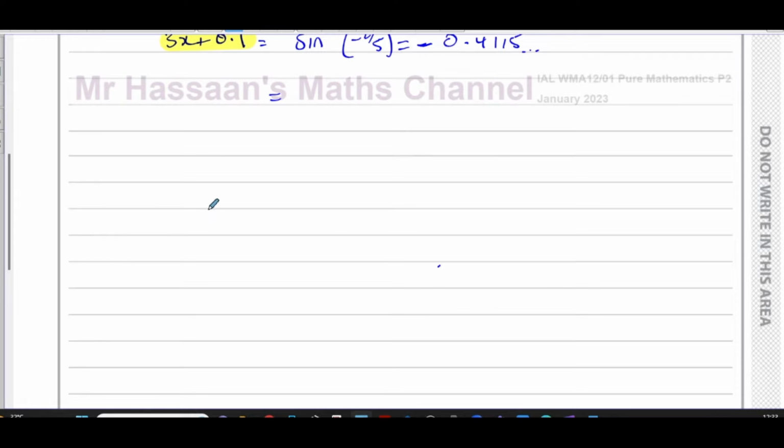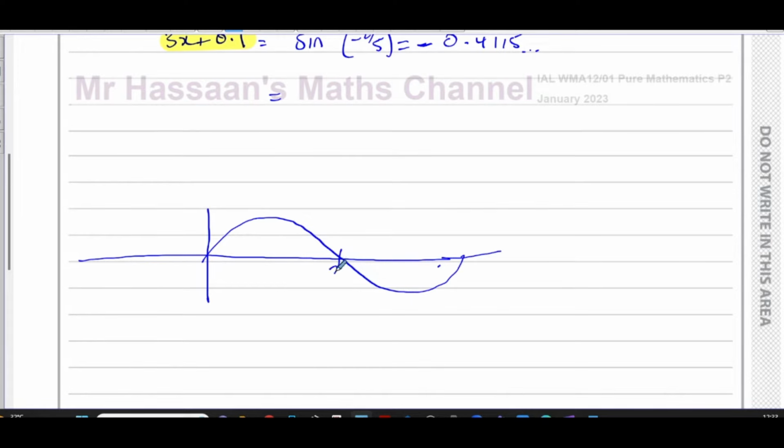Okay, so let's first think about the graph. What we've got here is a sine curve that looks something like this, between 0 and 360. That's pi, that's 2 pi. Right now, what we've done here is we've had an angle which has a ratio which is negative 2/5.